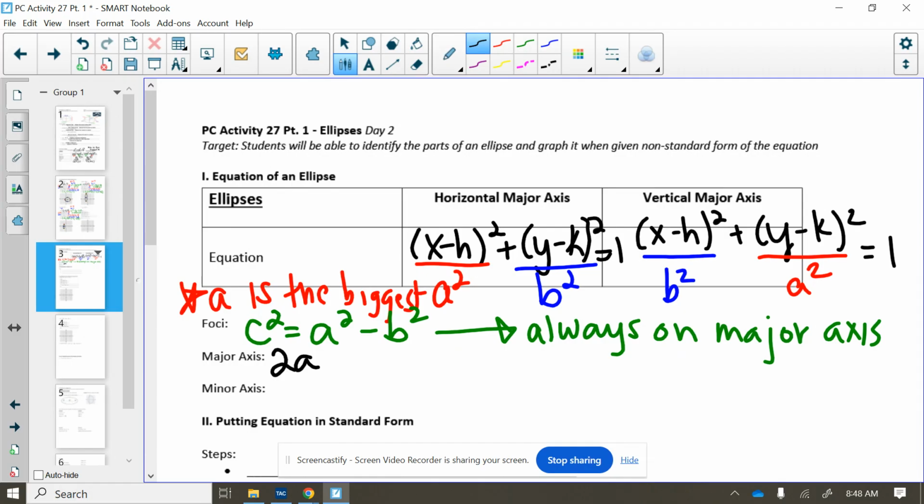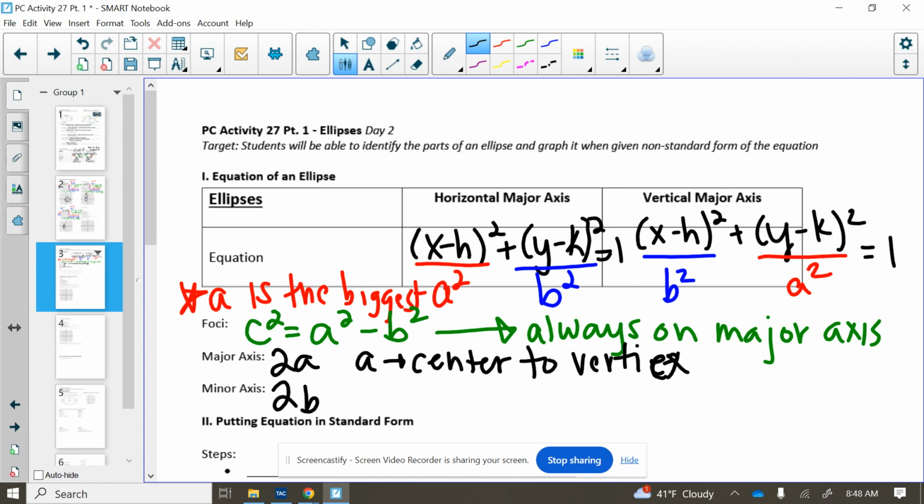The length of that major axis then is always 2 times parameter a. The distance from just the center to one of the vertices is just parameter a. And then the minor axis would be 2b. b would be this distance from your center to just one of our co-vertices.